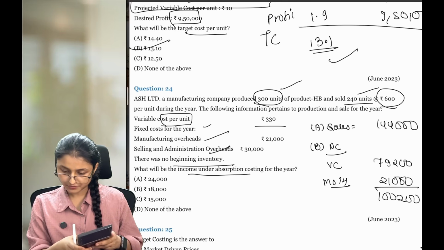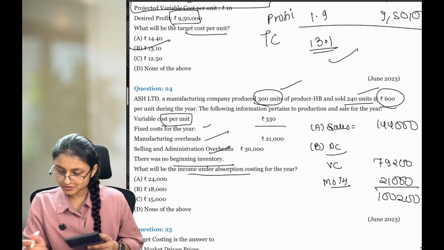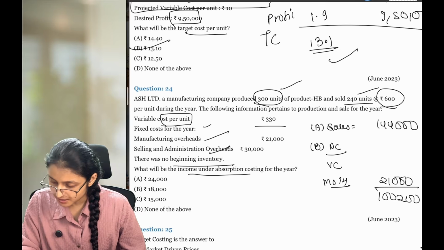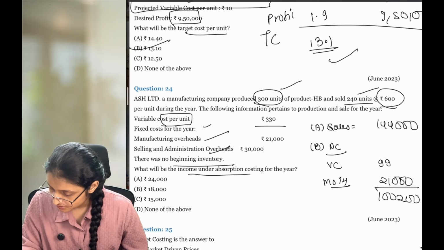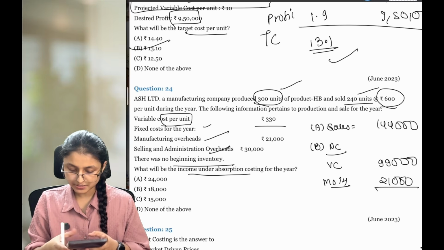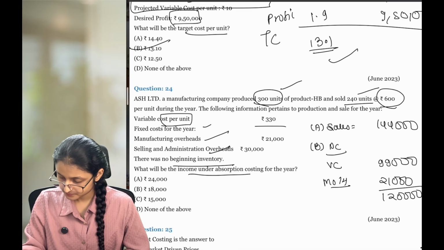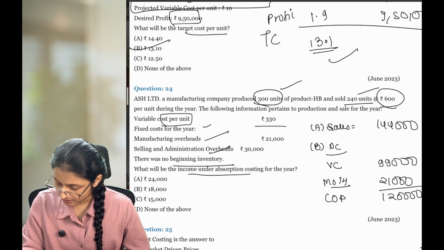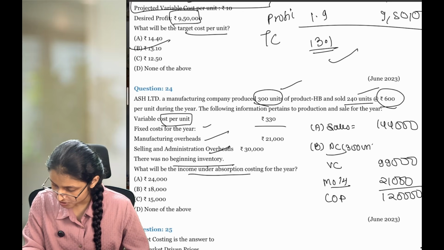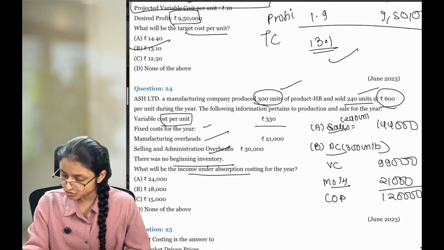330 is your variable cost, right? This 330 of variable cost is applicable on 300 units, right? Because we are producing 300 units. So 99,000 is what you're going to consider, plus 21,000 will give you 1,20,000 as the production cost. So whenever you are calculating production cost, you're going to take the production units, which is 300 units. Whenever you are calculating the sales, you're going to take the units sold.